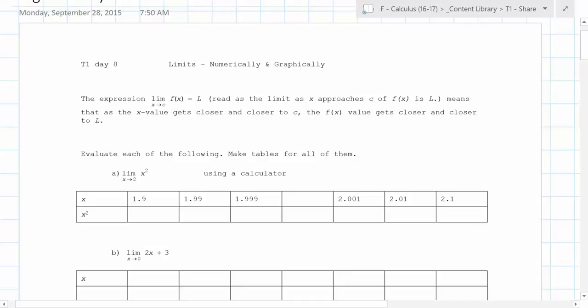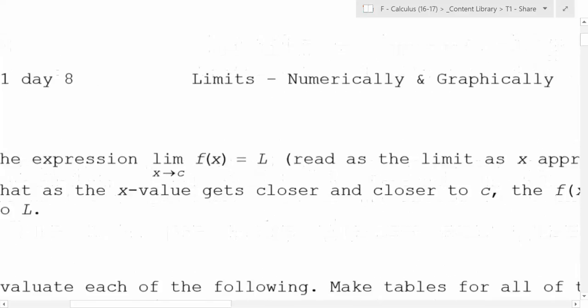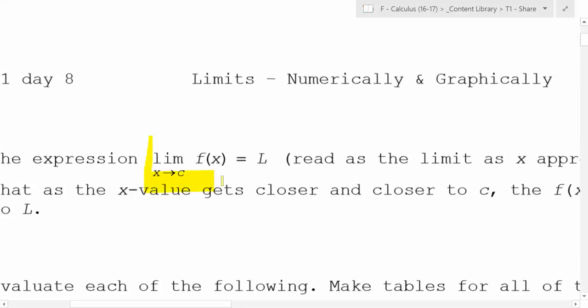The thing that we're focusing on today is this idea right here. This thing right in the center. The idea of a what? What is this?